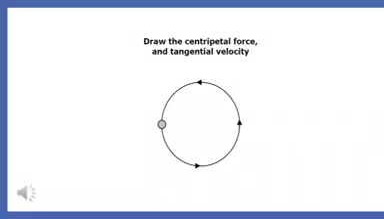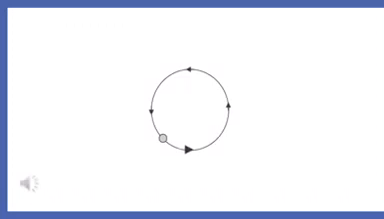Can you predict the direction of the centripetal force? Will the velocity vector go up or down? Once again, the force is centripetal or center-directed, and the velocity is tangential. These two vectors are perpendicular to each other.